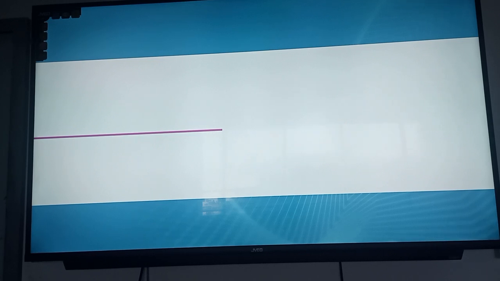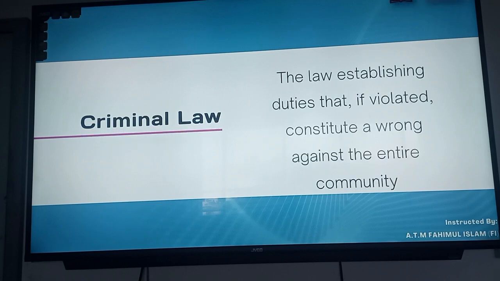Criminal laws are quite different. The law establishing duties that, if violated, constitutes a wrong against the entire community. So, in book terms, criminal law deals with behavior that is or can be construed as an offense against the public, society, or the state itself, even if the immediate victim is an individual. Examples can be murder, assault, theft, drunken driving, and so on.